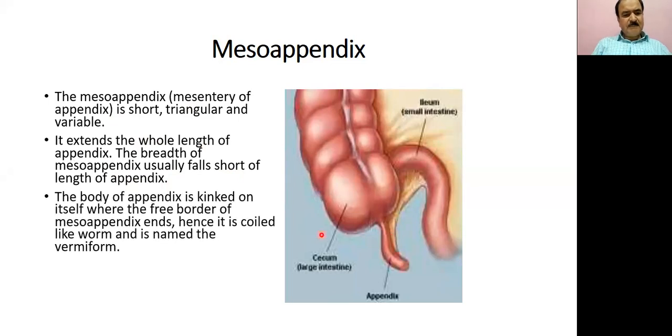The body of the appendix is kinked on itself where the free border of the mesoappendix ends. Hence, it is coiled like a worm and is named the vermiform appendix. So where the free border of the mesoappendix ends, it bends the appendix over itself and forms a worm-like shape. That is why it is called the vermiform appendix.